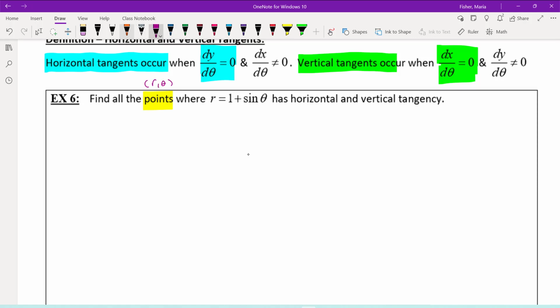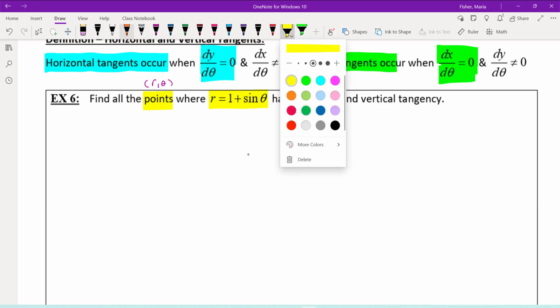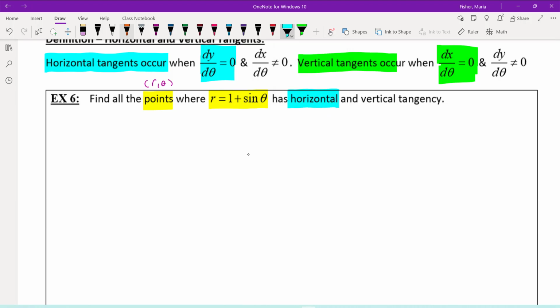So find the points where the function, which is given as r equals 1 plus the sine of theta, has horizontal and vertical tangency. So I need to find the horizontal tangency. Remember, that's going to be where dy d theta equals 0, and vertical tangency, and that's going to be where dx d theta is equal to 0.